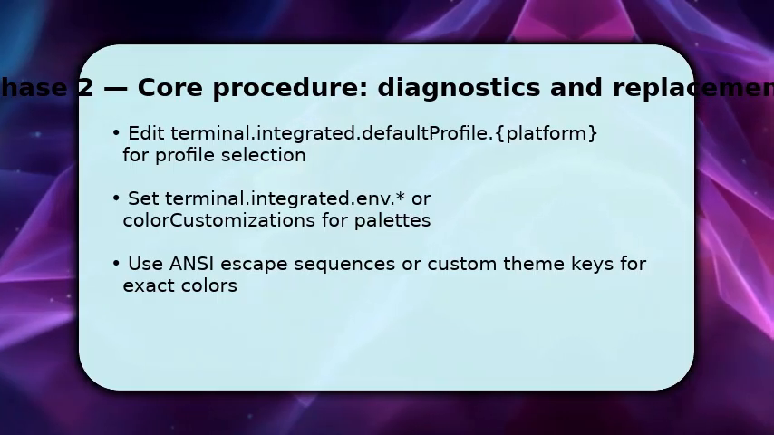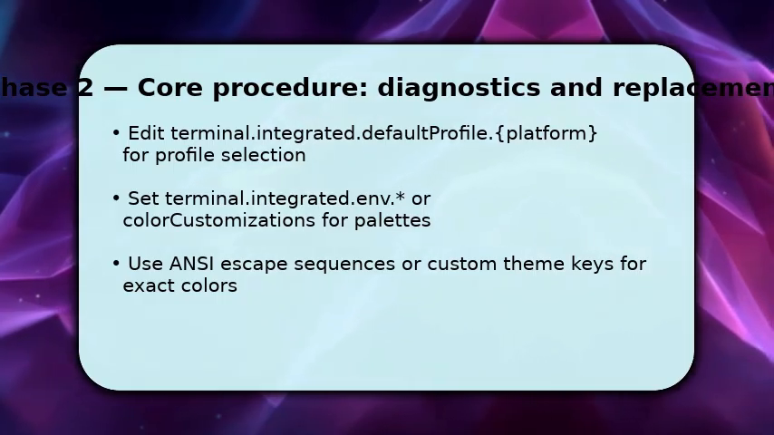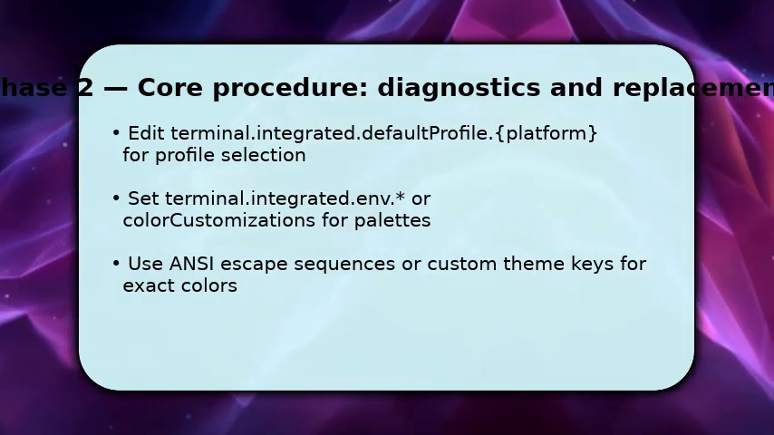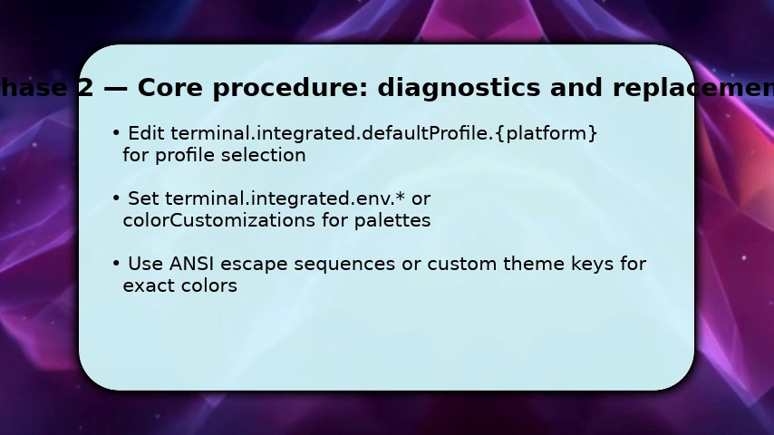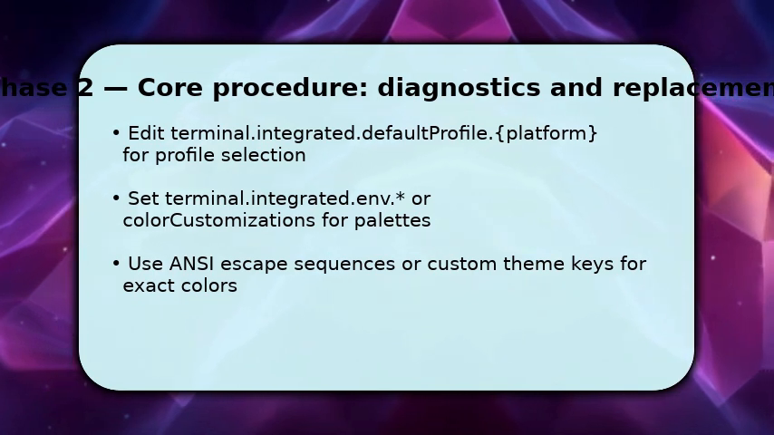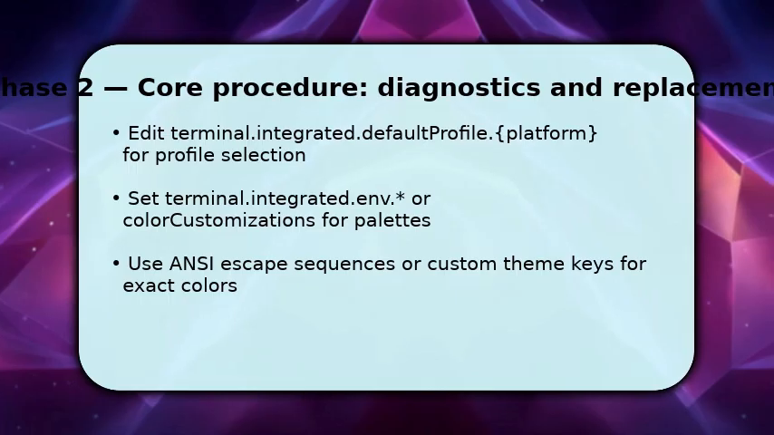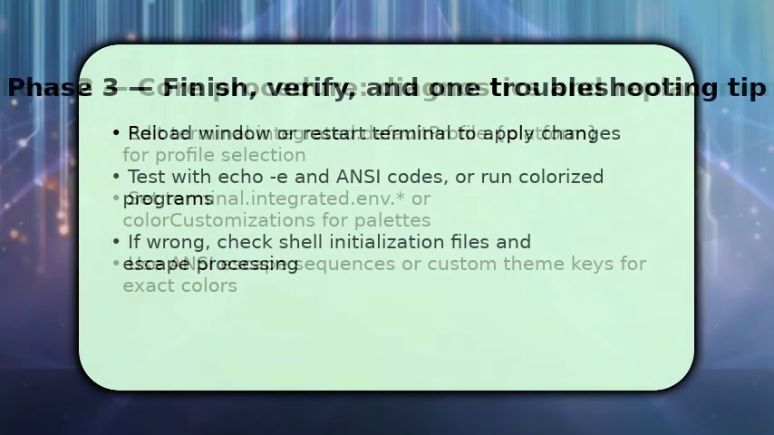Once done, add environment variables if needed so your shell emits the correct ANSI codes. You can also point to a script that exports LS_COLORS, or finish by reloading the window or closing and reopening the terminal so new settings take effect.